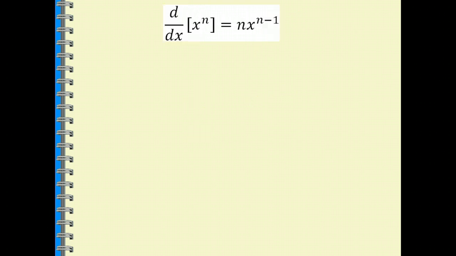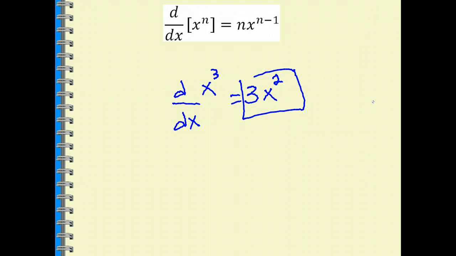Now, let's take the derivative of a variable with an exponent. What this is telling us is that the derivative of x to some power n with respect to x is always going to equal n times x to the power of n minus 1. What that means is if you have x to some power, so let's say we have x to the third power, and we want to take the derivative of that with respect to x, we take this exponent 3, and it becomes a coefficient. And then we decrease that exponent by 1, so 3 minus 1 is 2. So the derivative of x cubed is simply 3x squared.